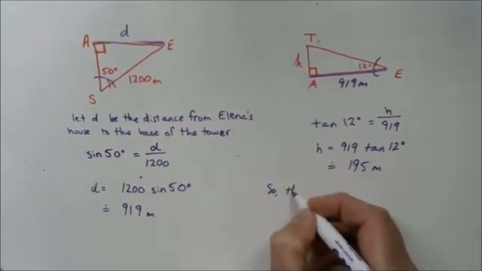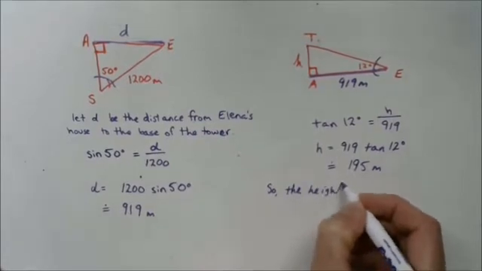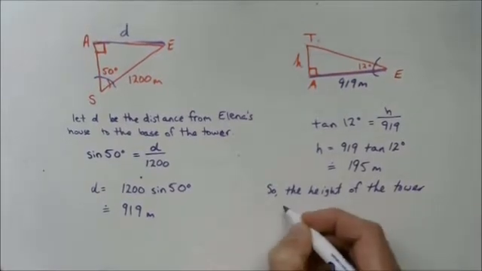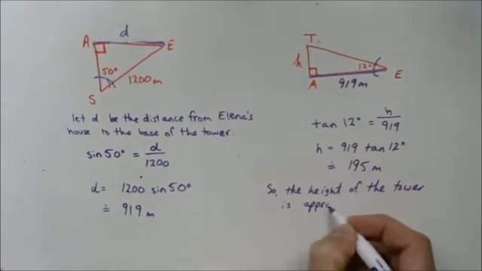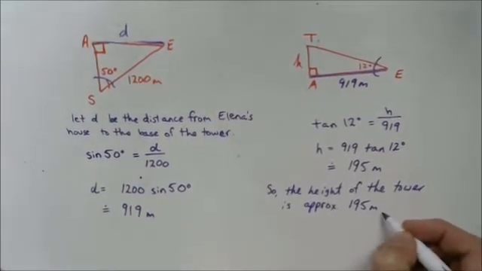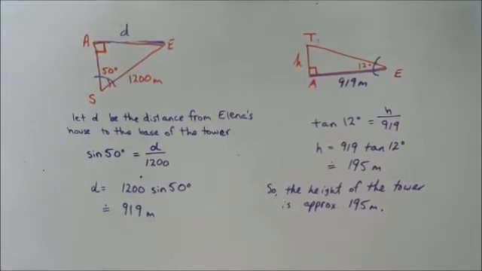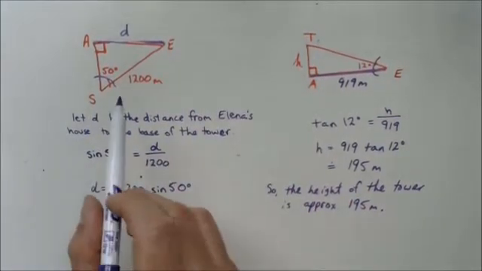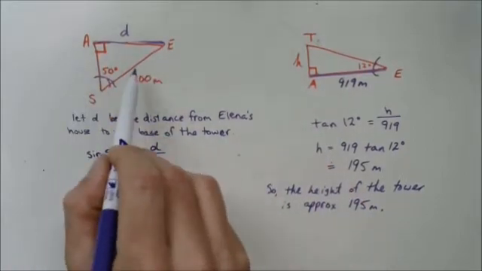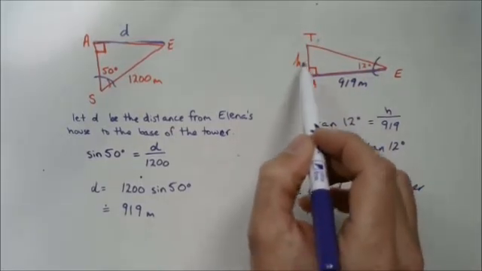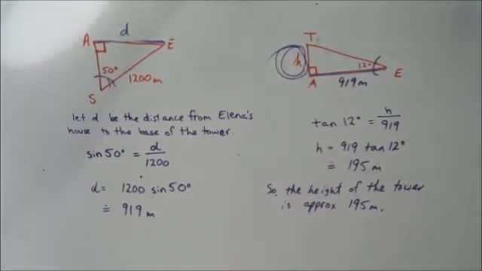So the height of the tower is approximately 195 meters. Again, if you can do this just by looking at the one diagram that you've been given, that's fine. I broke it up just to show you how to separate the triangles out. Look for the shared side. Use one triangle to get the information that you're still missing, and then solve what the question actually asks you to solve, which in this case was the height of the tower.